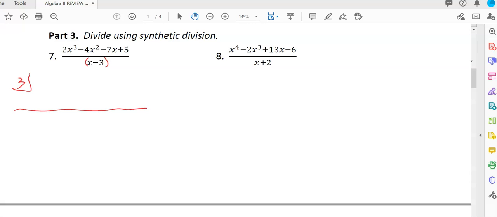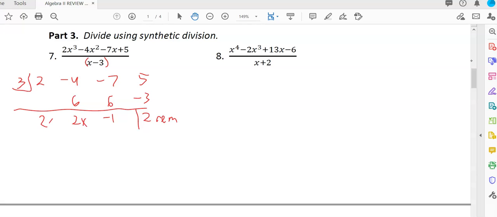So make sure we're going down by ones. We are. There's no break here. So 2, negative 4, negative 7, and 5. Bring down the first term. 3 times 2 is 6. Adding vertically. 2 times 3 is 6. Add vertically. You get negative 3, which is 2, remainder 2.